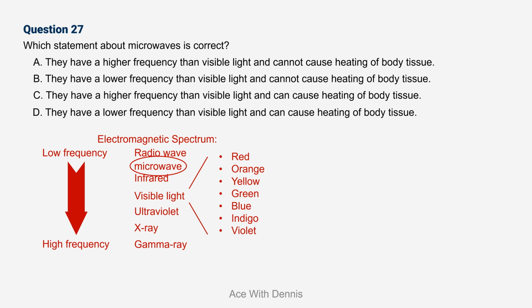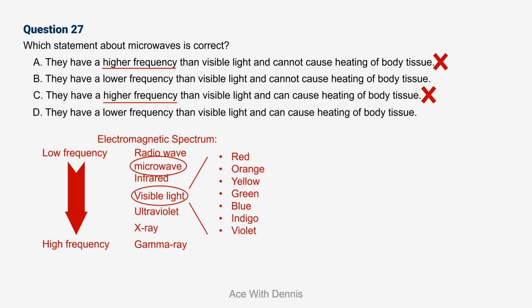So microwave is at this location, above the visible light, hence it has lower frequency than visible light. Option A mentions that microwaves have higher frequency than visible light, so this is eliminated. Similarly, option C also mentions higher frequency, hence this is eliminated.